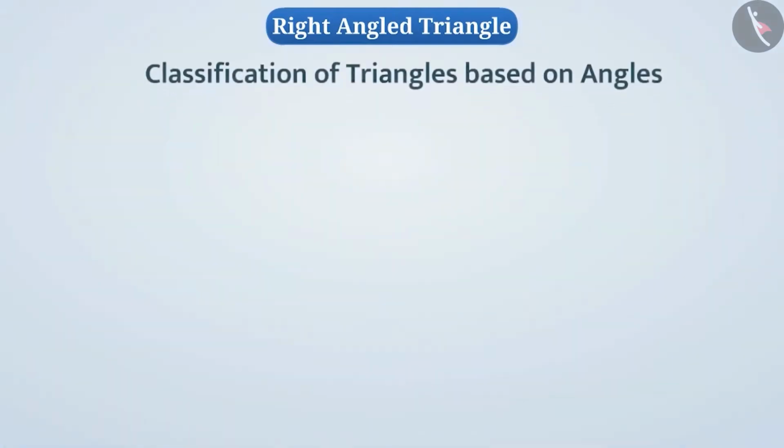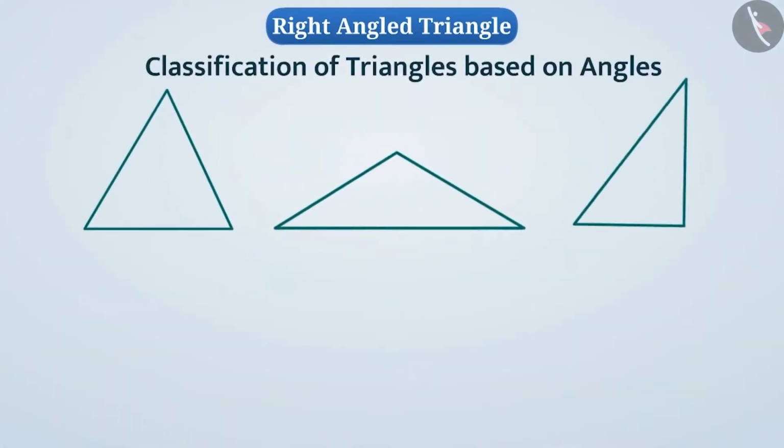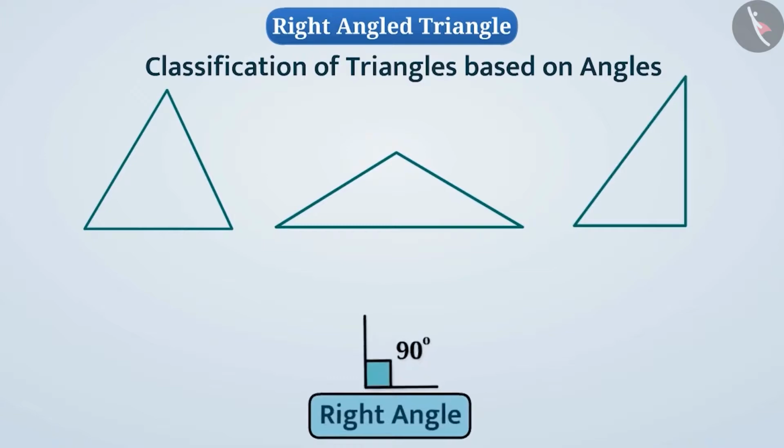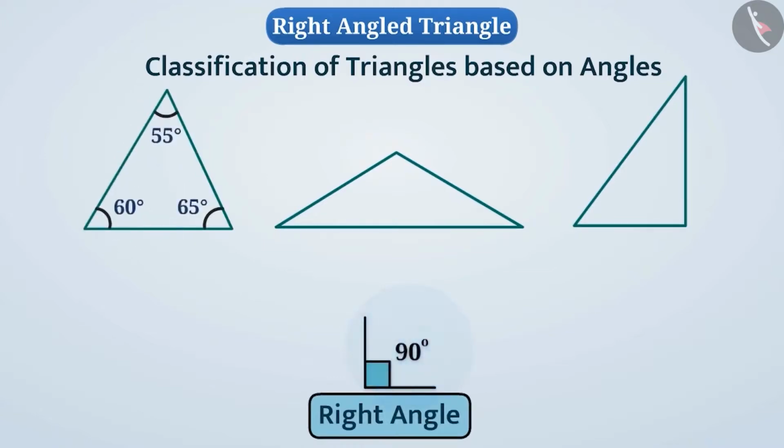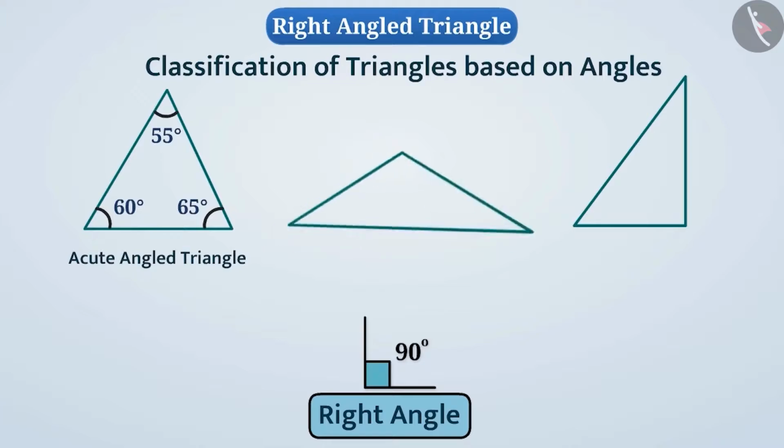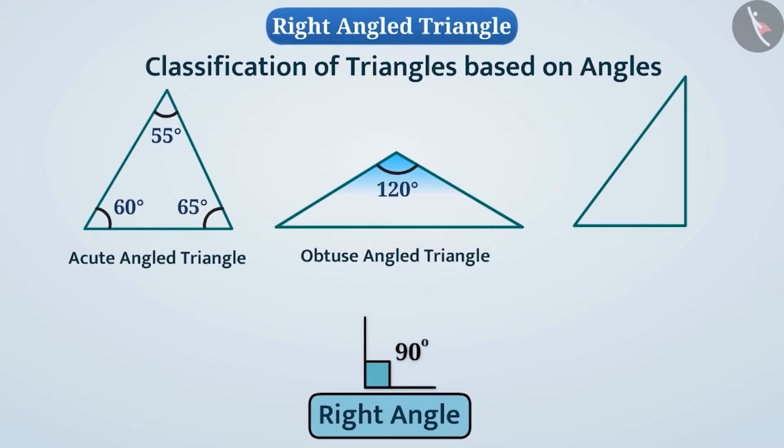When we talk about the classification of triangles based on angles, then we compare the angles of the triangle with the right angle. If all the angles of the triangle are smaller than the right angle, then we call it an acute angle triangle. And if any one of the angles of the triangle is greater than the right angle, then we call it an obtuse angle triangle. But if any one angle of the triangle is a right angle, then such a triangle is called a right angle triangle.